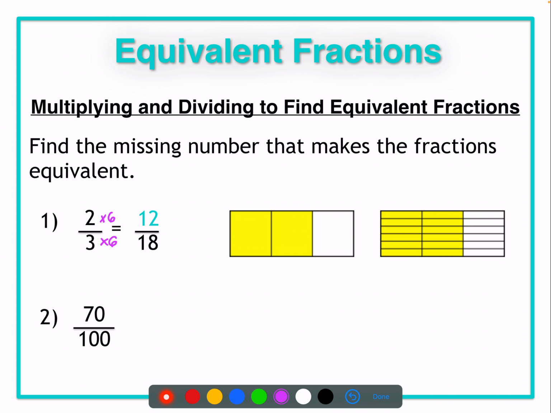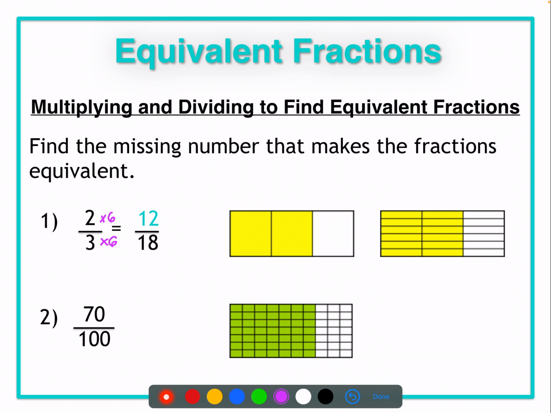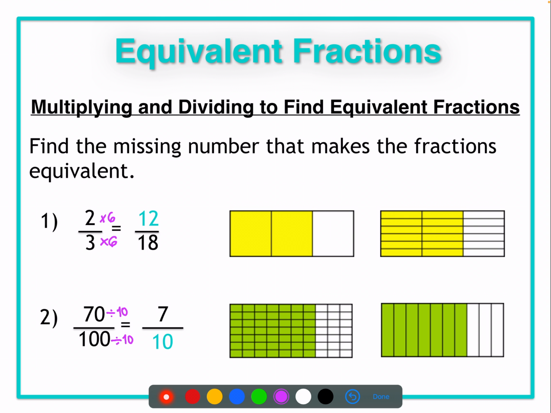Number 2, if you have 70/100, that's a figure with 70 squares shaded out of 100, and it's the same as 7 over something. That means you divide that 70 by 10. So if you also divide that 100 by 10, that would be 7/10. It's the simplest form. So 70/100 is the same as 7/10.